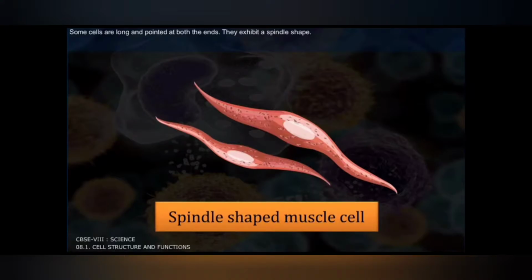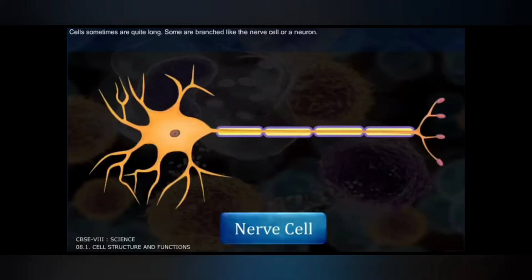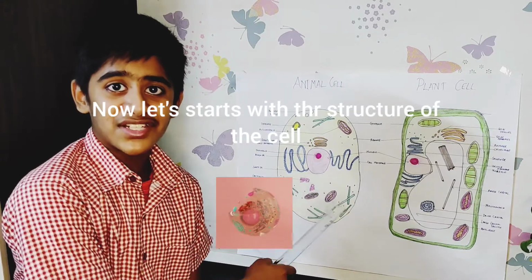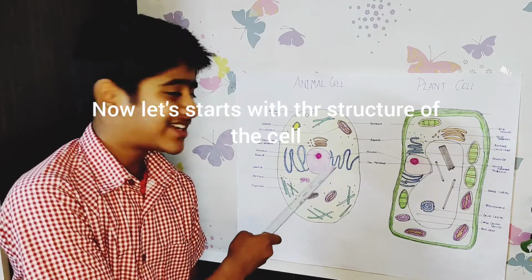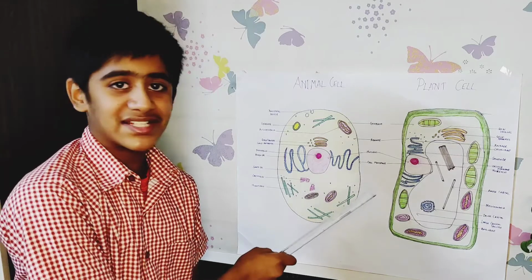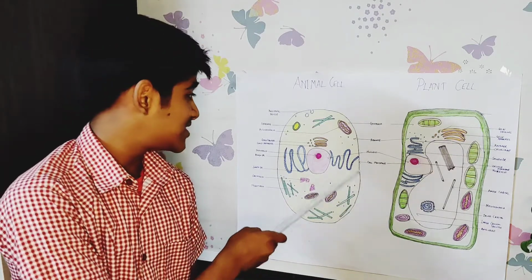Some cells are spherical like red blood cells. Spindle shaped like muscle cells. Or long and branched like nerve cell. The part of the cell which gives them shape is the cell membrane. Now let's start with the structure of the cell. Can you tell me which one is the plant cell and which one is the animal cell by merely looking at them? Don't worry, you can clearly distinguish which one is the plant cell and which one is the animal cell by just looking at it.